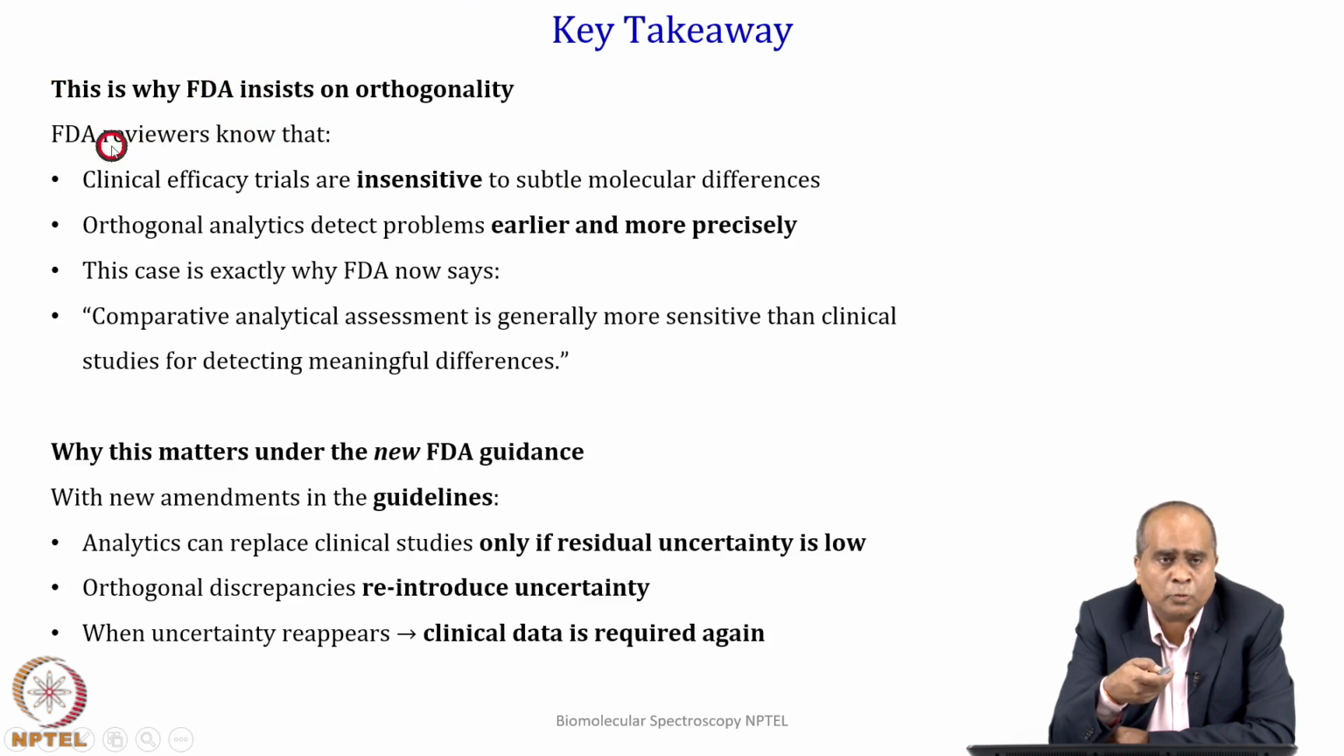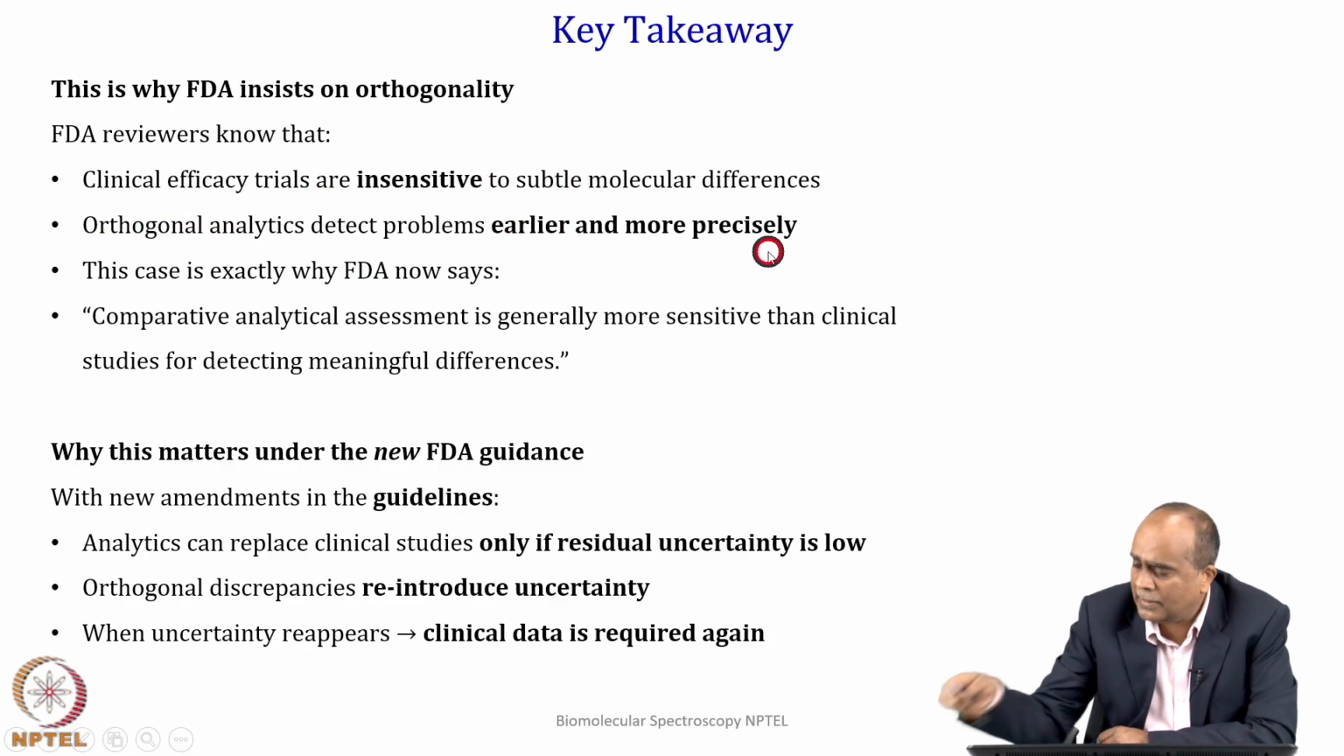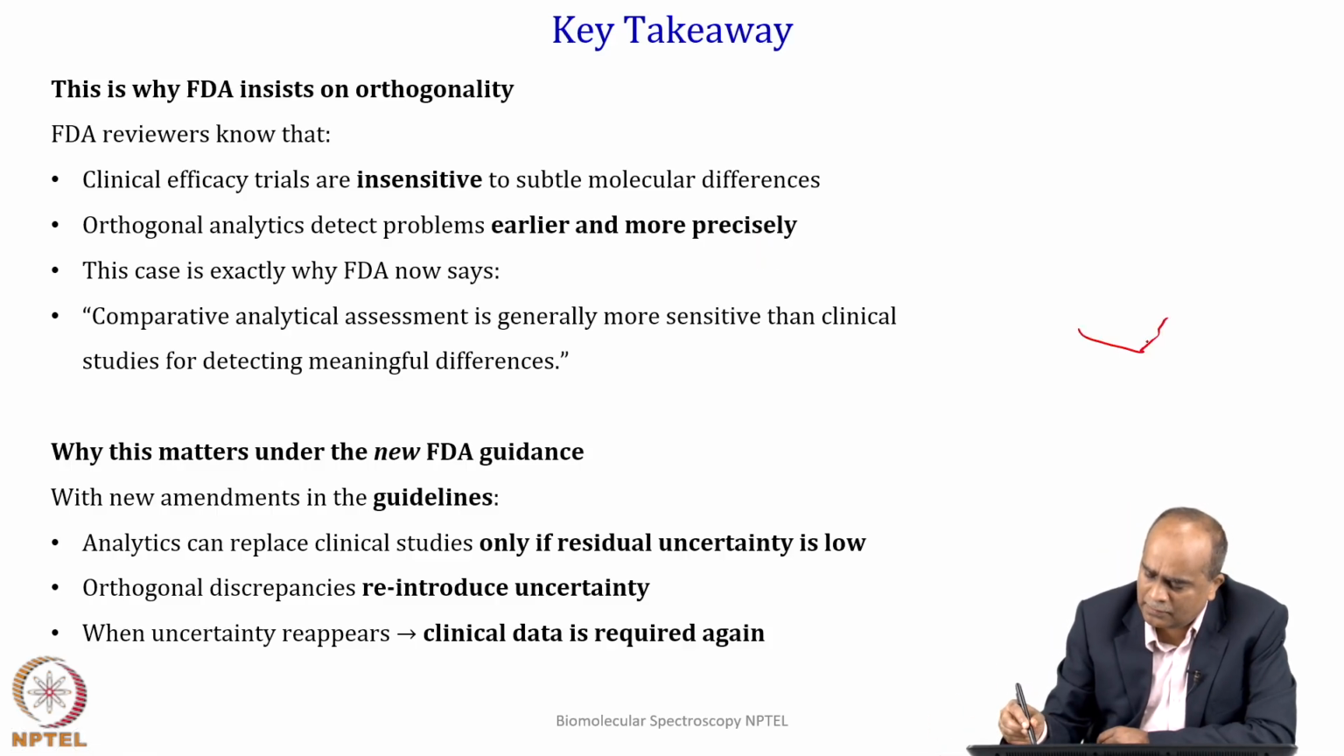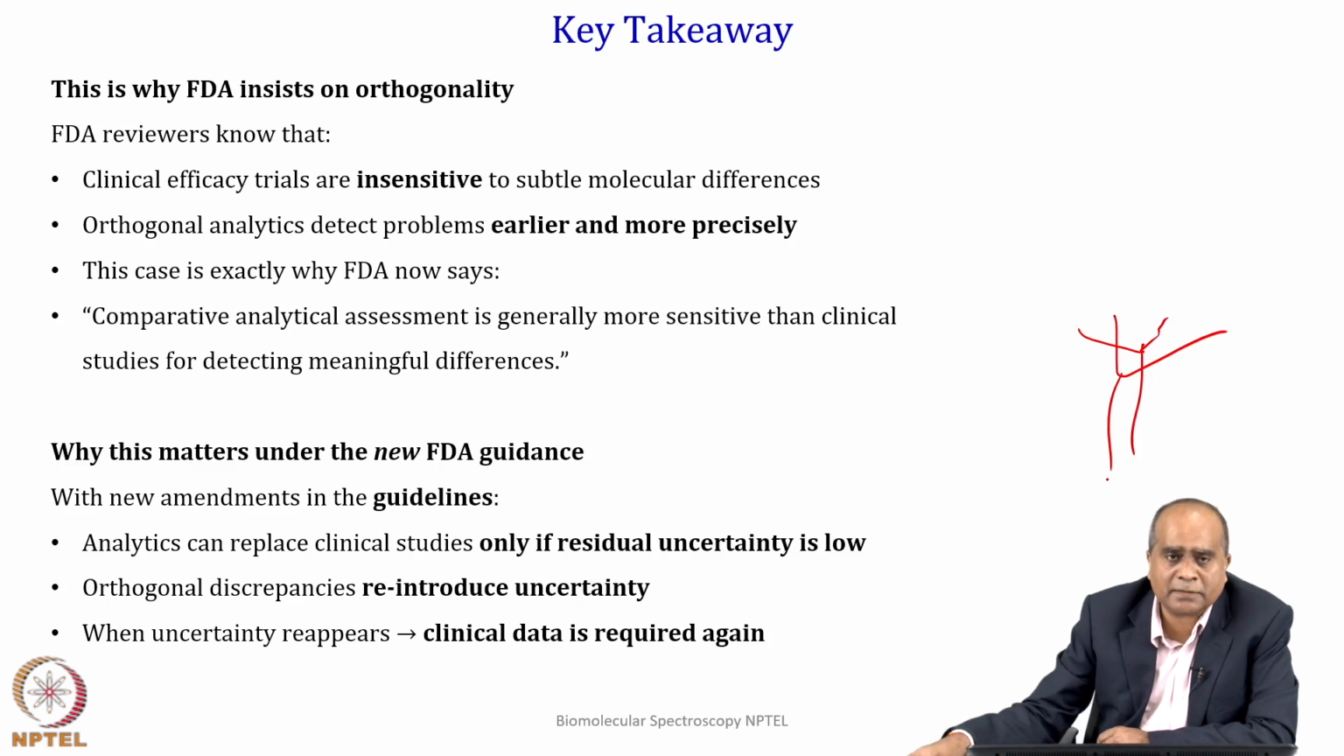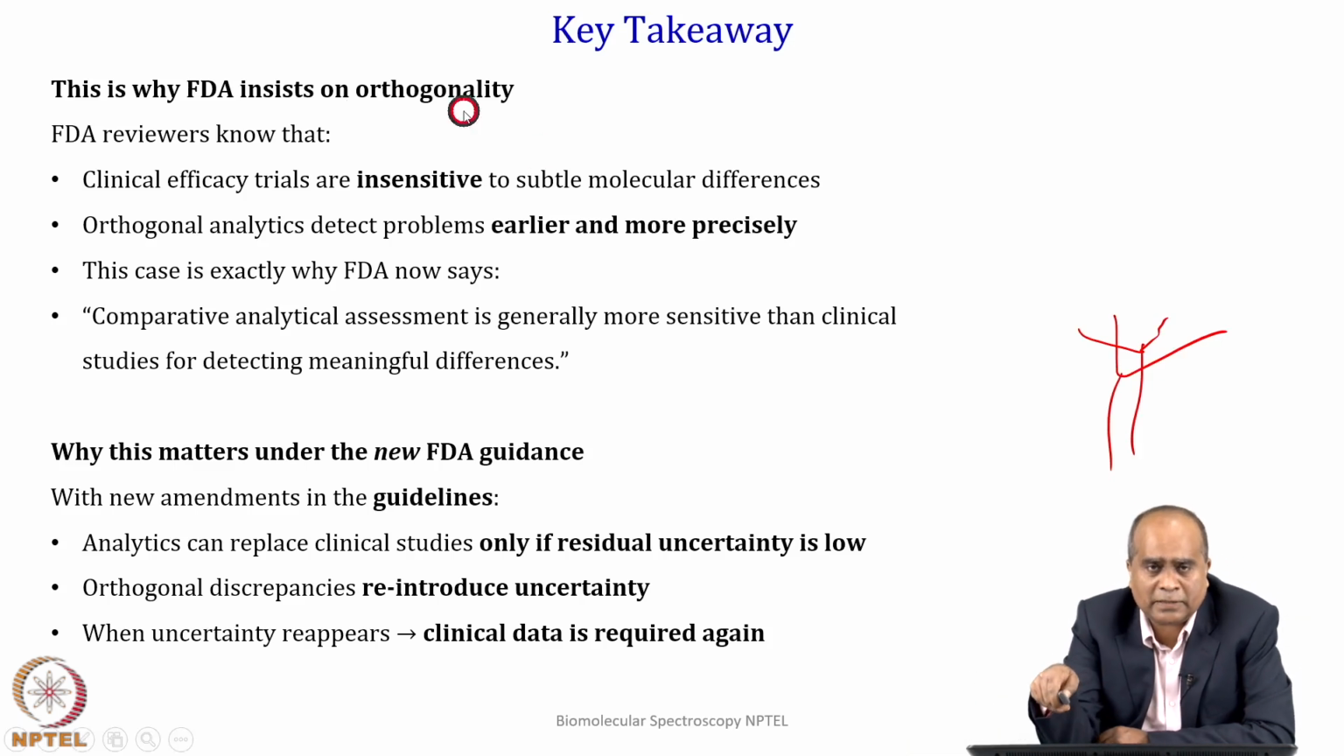FDA reviewers know that clinical efficacy in trials is insensitive to the subtle changes that happen at the molecular level. So, orthogonal analytical techniques can detect problems that may happen at a very early stage, and more precisely, even if a side chain is moving here and there, if a methyl is rotated by this, you can detect it using any of these orthogonal techniques.